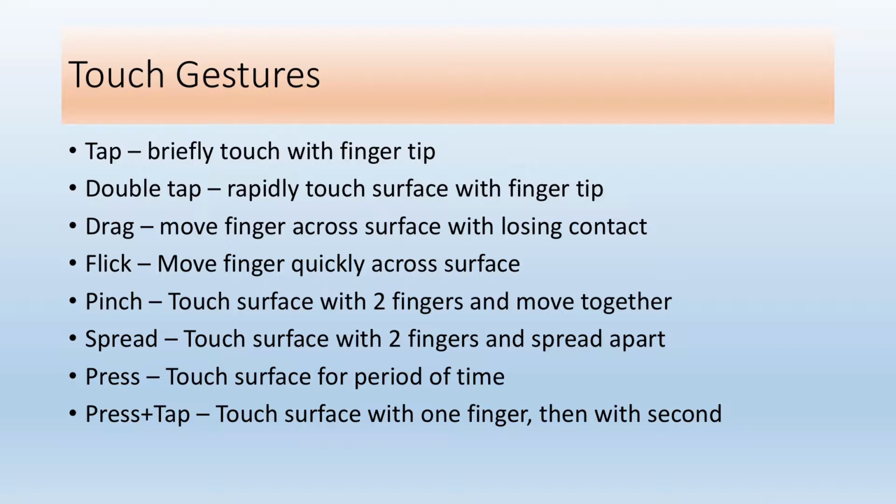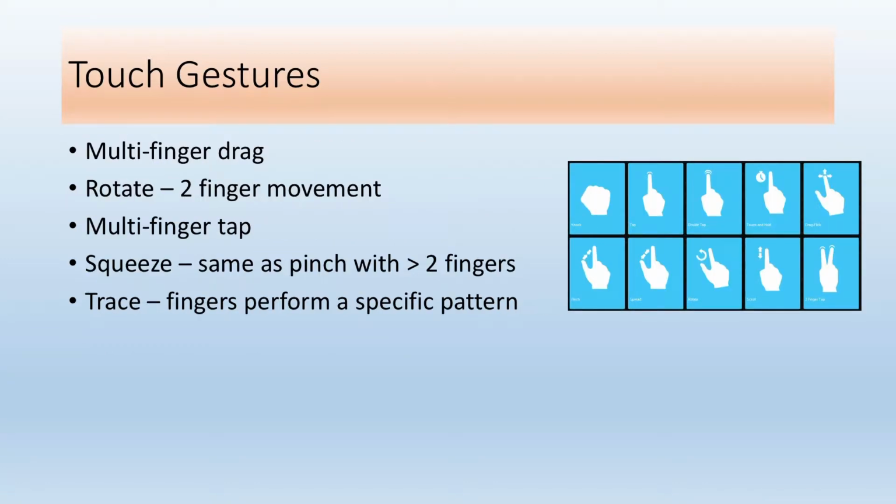So now we've got a whole bunch of them. We've got tap, double tap, drag, flick, pinch, spread, press, press tap. You've got drags with multi-fingers. You've got drag with rotate. You've got rotation with multiple fingers, rotation with a single finger, rotation with 2 fingers, multi-finger types of taps, squeezes, which are different than pinches because a squeeze is multi-finger and a pinch is 2 fingers, and trace. That's a lot of stuff. But these are all natural occurring types of events that people are very used to.